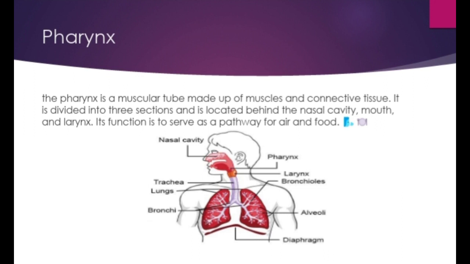So the pharynx acts as a pathway for both air and food, connecting the nasal cavity, mouth, and larynx. Its function is to serve as a pathway for air and food.